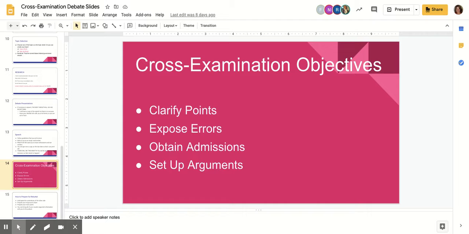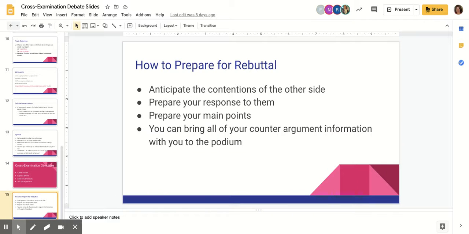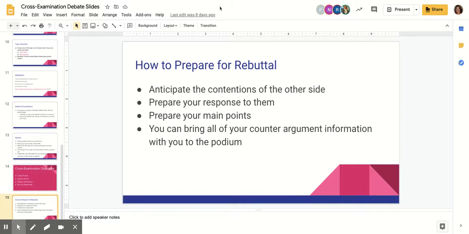So you want to make sure that whoever you assign to ask questions in your group, because you'll be sharing that grade, is a person who's most comfortable with the cross-examination questions and the different types of questions there. So that's something you're going to want to talk to with your partner about. We'll get back to the rebuttal a little bit later. That's the gist of the cross-examination debate.